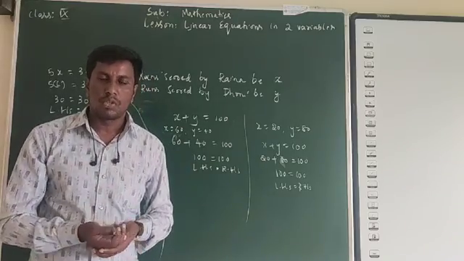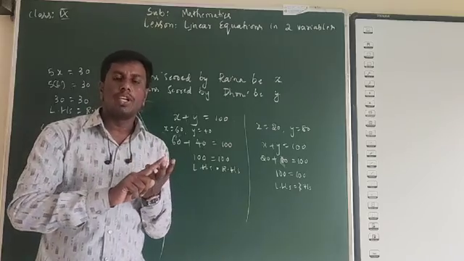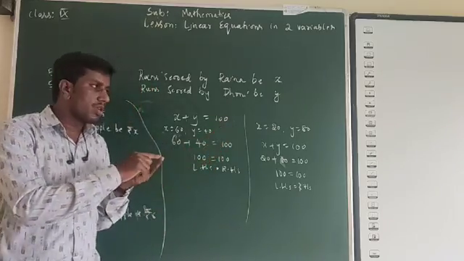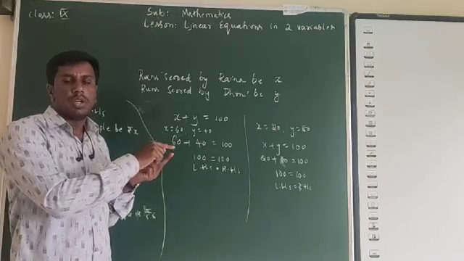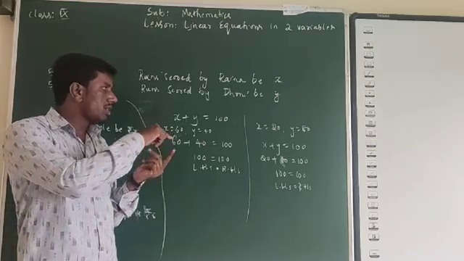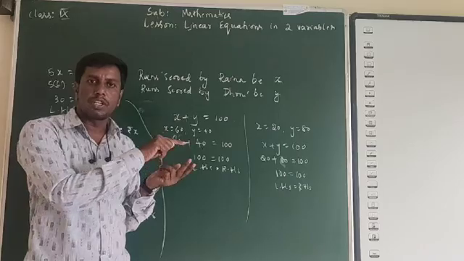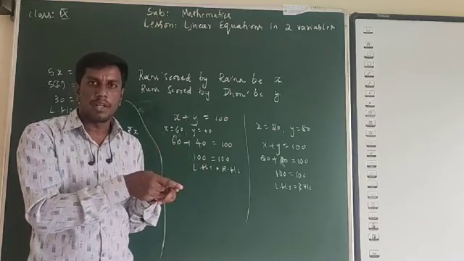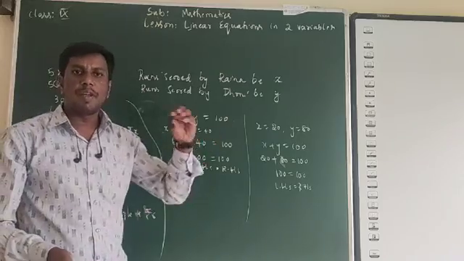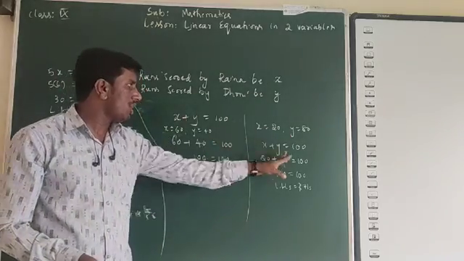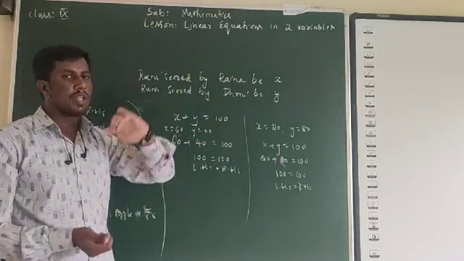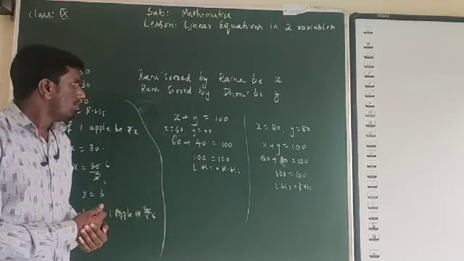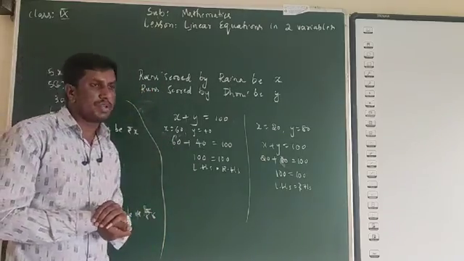Infinitely many solutions. I can give x is equal to 1, y is equal to 99: 1 plus 99 is 100. x is equal to 2, y is equal to 98. x is equal to 3, y is equal to 97. x is equal to 4, y is equal to 96: 4 plus 96 is 100. So I will have plenty of solutions, infinitely many solutions, for a linear equation in two variables. So, this is about linear equation in two variables.